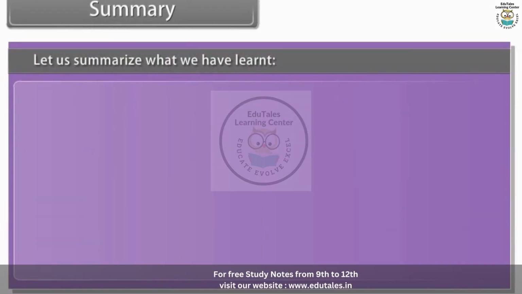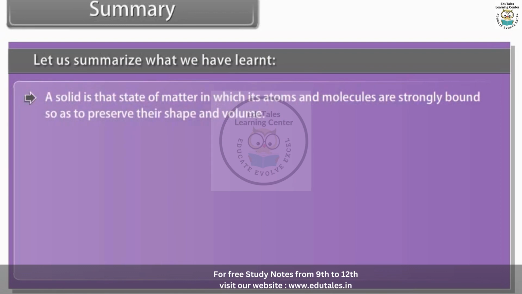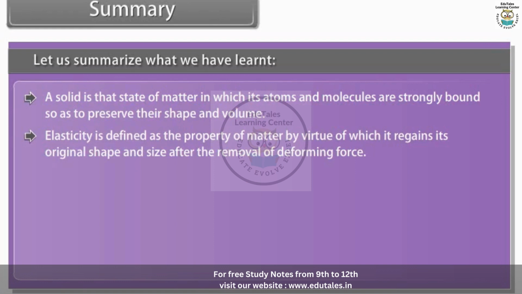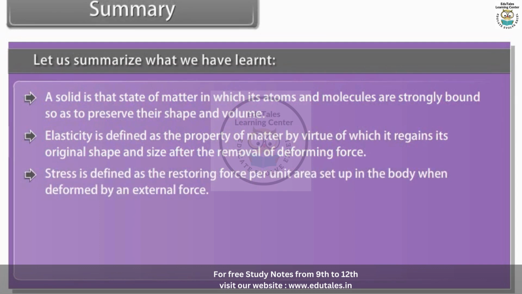Summary. Let us summarize what we have learnt. A solid is that state of matter in which its atoms and molecules are strongly bound so as to preserve their shape and volume. Elasticity is defined as the property of matter by virtue of which it regains its original shape and size after the removal of deforming force. Stress is defined as the restoring force per unit area set up in the body when deformed by an external force.